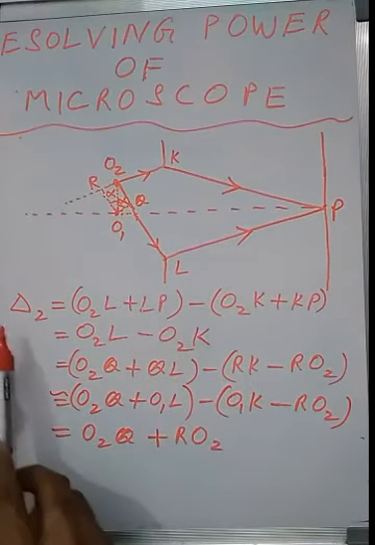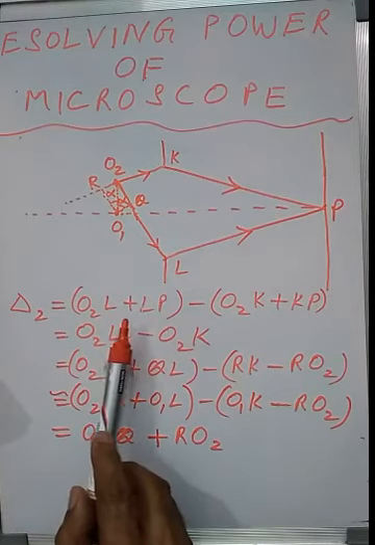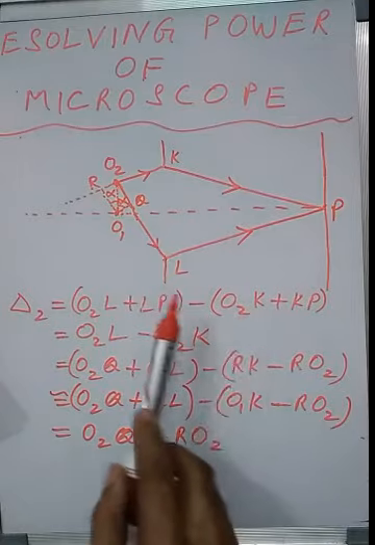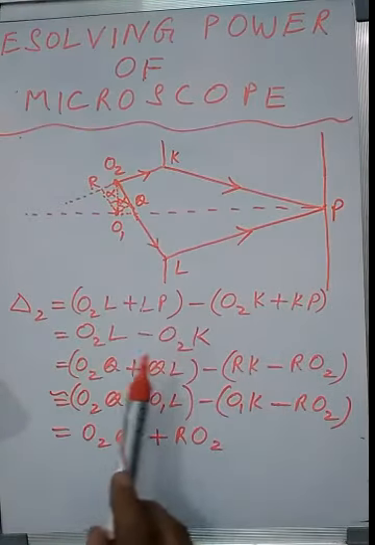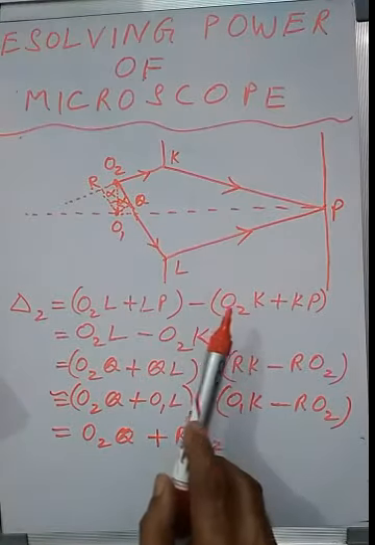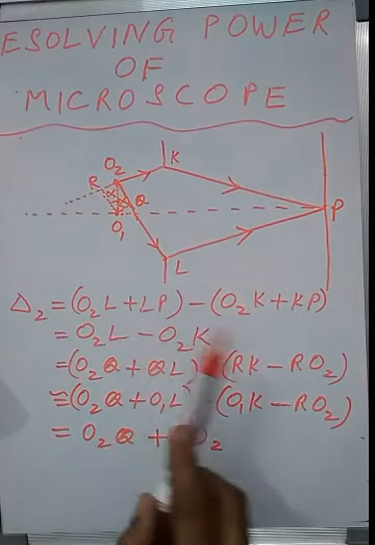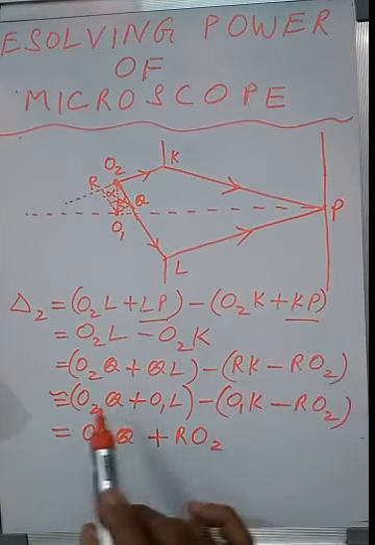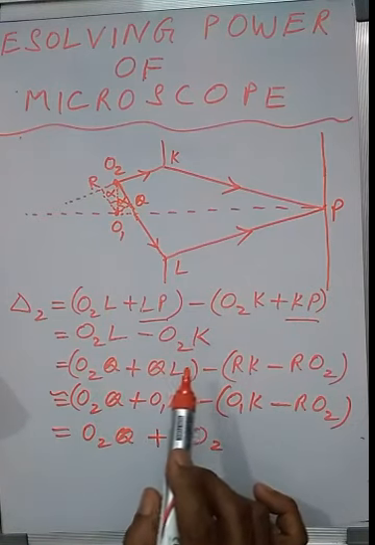Let us find path difference between these two. It will be O2L plus LP, minus length of second, which is O2K plus KP. Now from symmetry of the diagram, it is clear that LP is equal to KP. So these two terms LP and KP will be cancelled with each other, and we shall be left with O2L minus O2K.